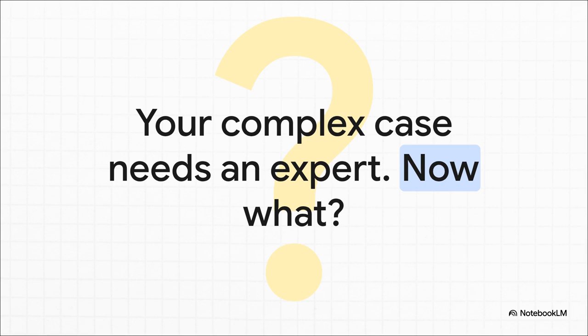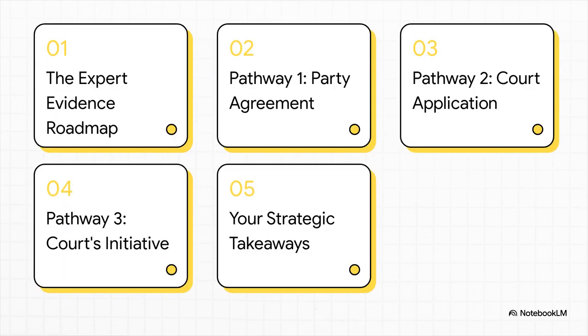Okay, let's set the scene. Imagine you're deep in a really complex case, maybe a commercial dispute or a personal injury matter. Suddenly, a huge issue pops up that just screams for an expert opinion. How in the world do you get that evidence before the court? Well, the Uniform Civil Procedure Rules, or UCPR, give us a roadmap, but you've got to know how to read it.